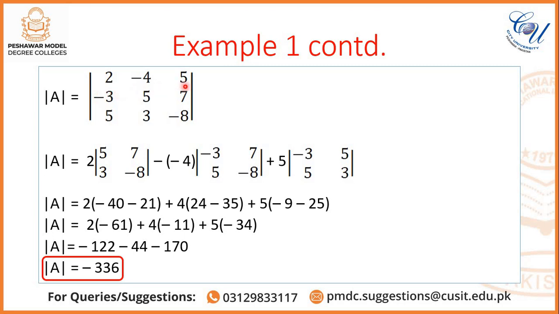Now we are going to expand it along row 1, that is 2, minus 4, 5. So writing the first element as it is, now we will eliminate this column and this row. We are left with the determinant of 5, 7, 3 and minus 8.